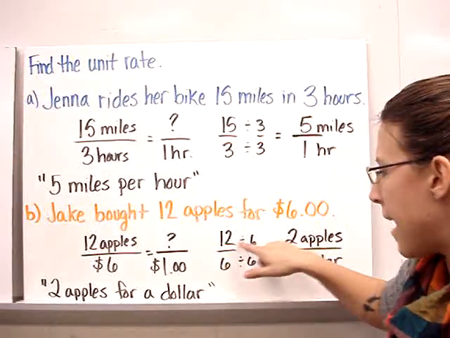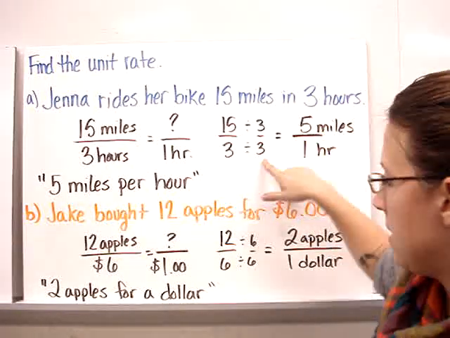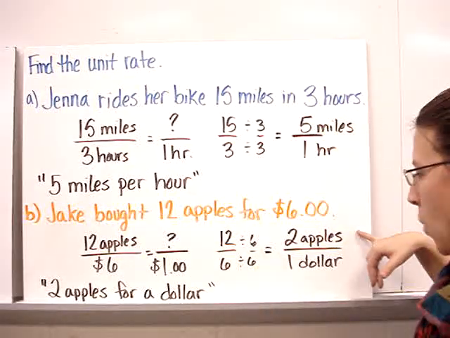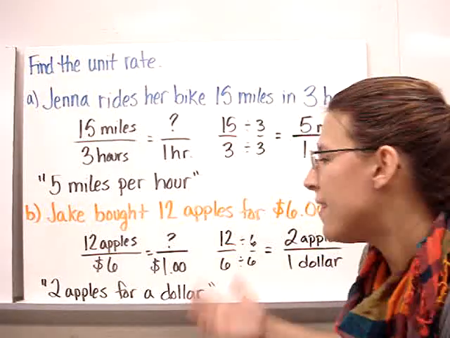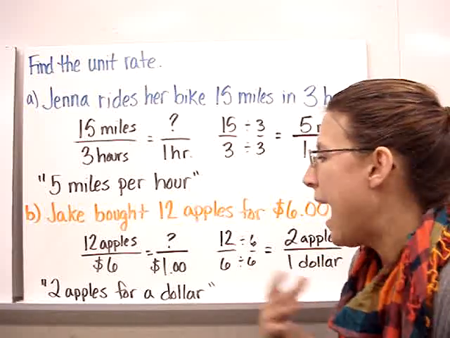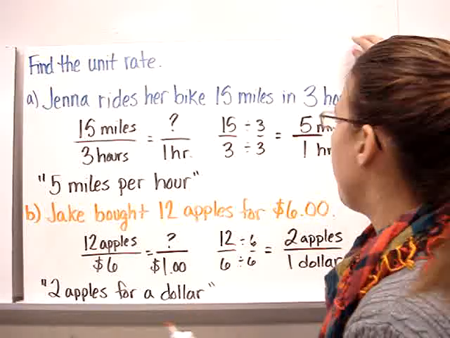Well, I divide both by 6, so I'm dividing by this second number. Here, I did that up here as well. And so I see that it's 2 apples for $1. 2 apples for $1. Try it the other way. How much for 1 apple? Try it. See what you get.